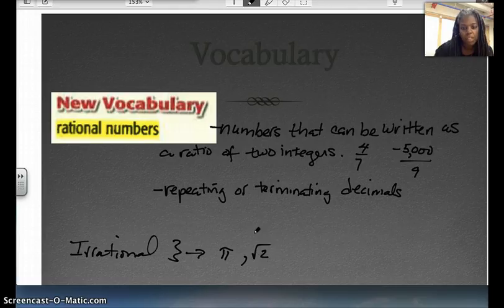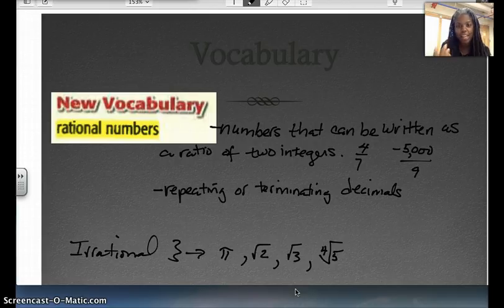Oftentimes when we have square roots that do not resolve, I can't take the square root of 2, nor can I take the square root of 3, and we can talk about the fourth root of things. I can't take the fourth root of 5. I can't find 4 of the same integers that multiply to give me 5, right? So when we cannot resolve something, it is irrational. Also, there's a number e that is irrational.